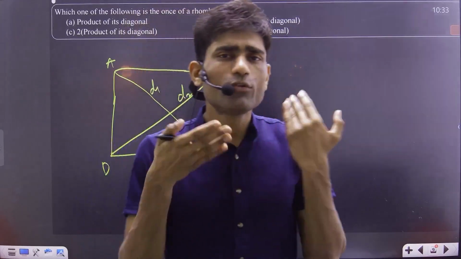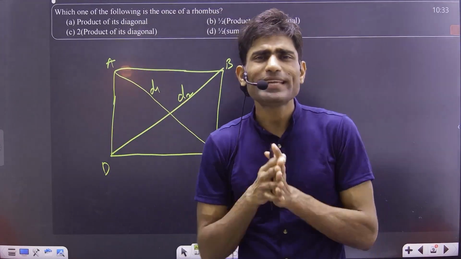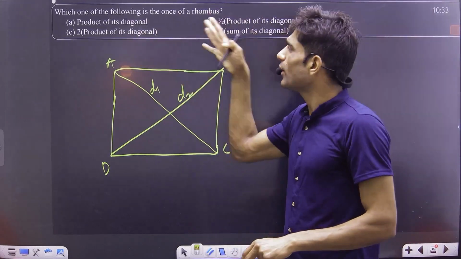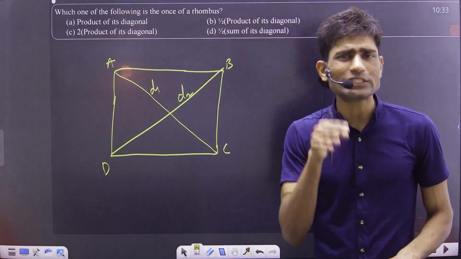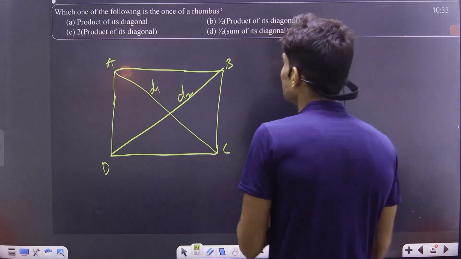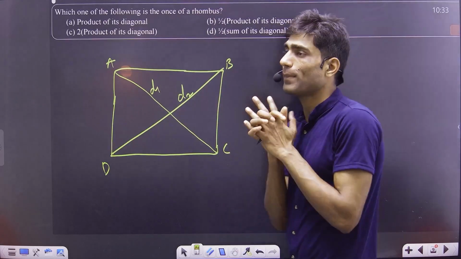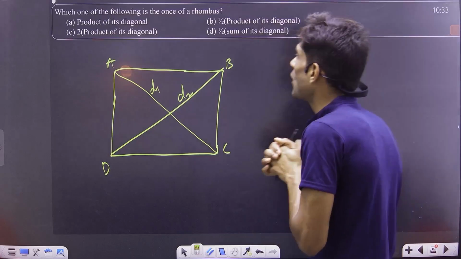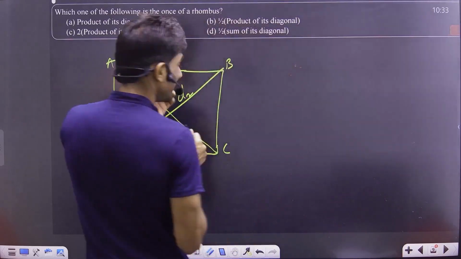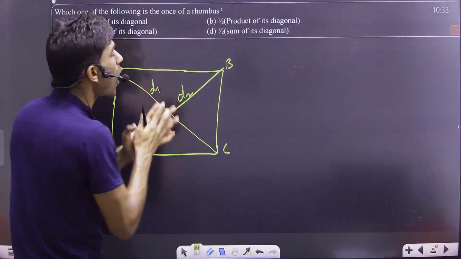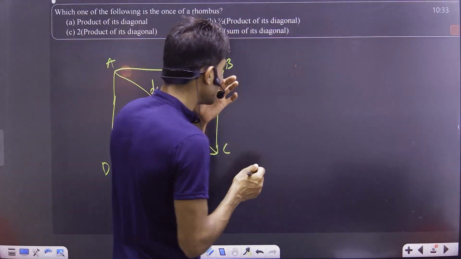Now, what about the next part? How can we judge which one of the options is correct? If you observe all these options carefully, you can see that this is the standard result for a rhombus. So what is the standard result for a rhombus? It is the area of a rhombus. What is the area of a rhombus?